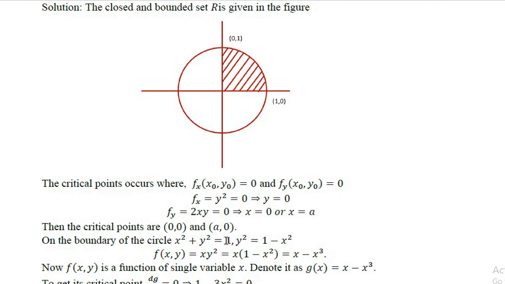Then now on the boundary of the circle, x squared plus y squared equal to 1, we can put y squared equal to 1 minus x squared. Then f(x, y) equal to x y squared. Replace y squared by 1 minus x squared. We will get x times (1 minus x squared), that is x minus x cubed. Now f(x, y) is a function of a single variable x, and we can denote this as g(x), that is g(x) equal to x minus x cubed.